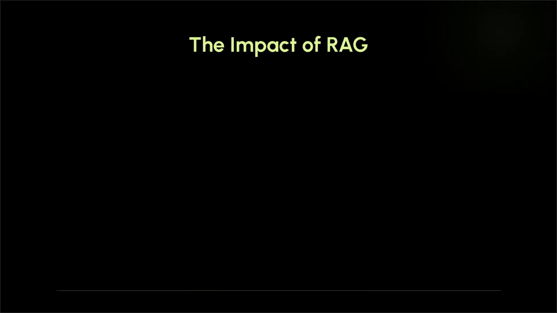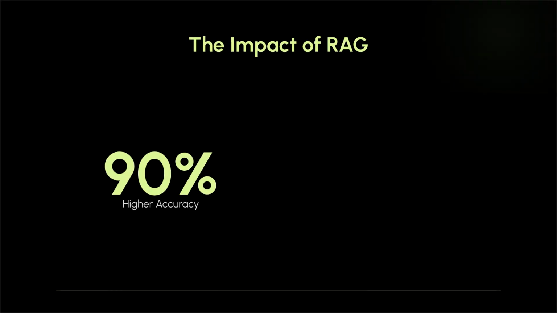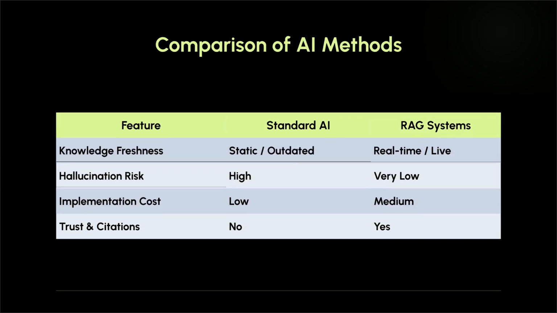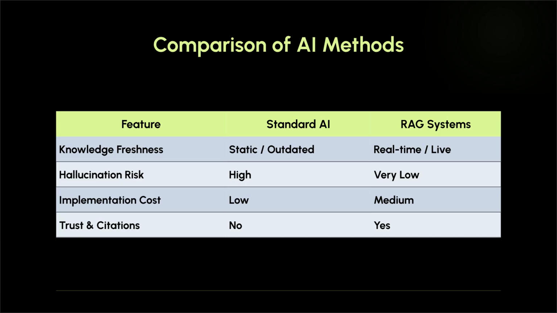The impact of RAG is significant, offering up to 90% higher accuracy. It eliminates expensive retraining costs and ensures answers stay up to date with live data feeds, saving companies time and resources. A comparison shows RAG systems provide real-time knowledge, have a very low hallucination risk, and include citations. While standard AI is cheaper to implement, RAG provides significantly higher quality and trustworthy results.